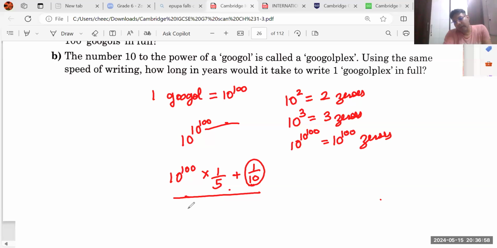So this will be divided by what? These are in seconds. So if I have to convert into years, 1 day has 24 hours, 1 hour has 60 minutes and 1 minute has 60 seconds. So 3600 times 24 times 365. Divide, you will get the answer.